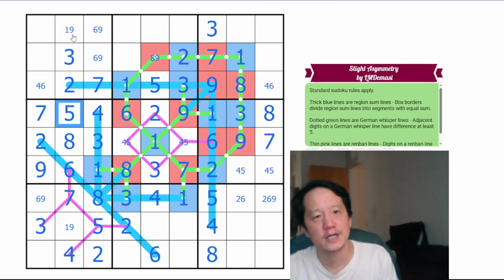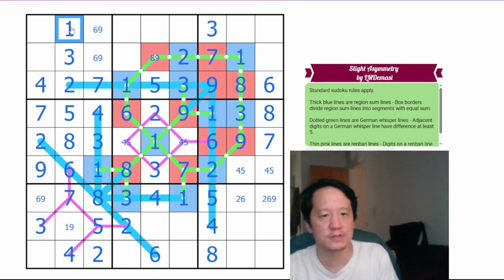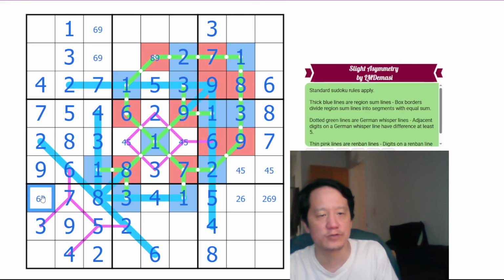the box. This can't be 9 anymore, so this is 1. This can't be 6 anymore, so it's 4, which makes that 6. 1 eliminates 1 here, so it's 9, which eliminates 9 here, so it's 6, which makes that 2, and makes that 9.